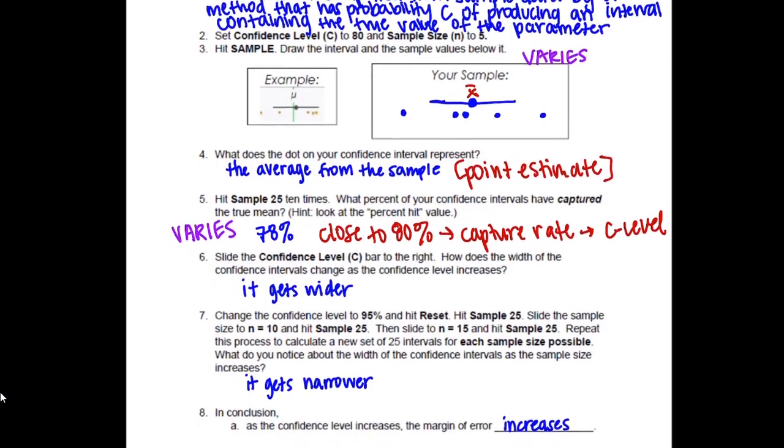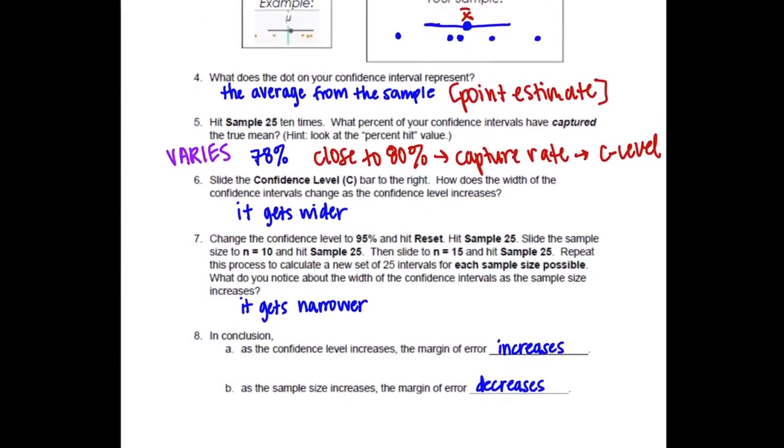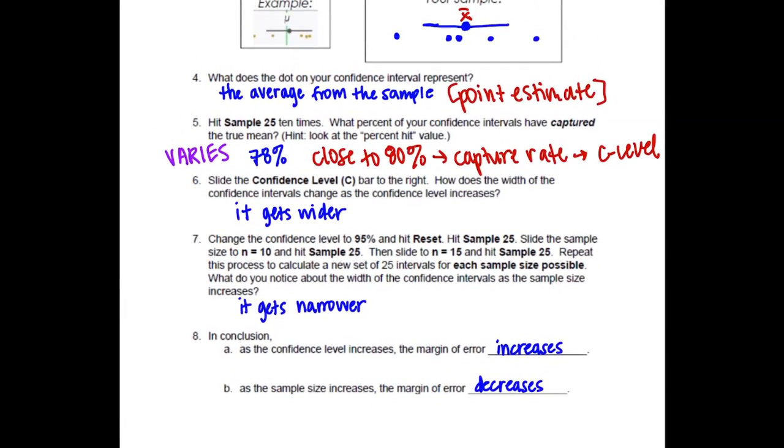And hopefully on 6 and 7, you were able to just see some relationships so that you could fill in number 8. I'm just going to write a note at the bottom. As your confidence level increases, your margin of error increases, and as your sample size increases, your margin of error will decrease. So that should make sense.